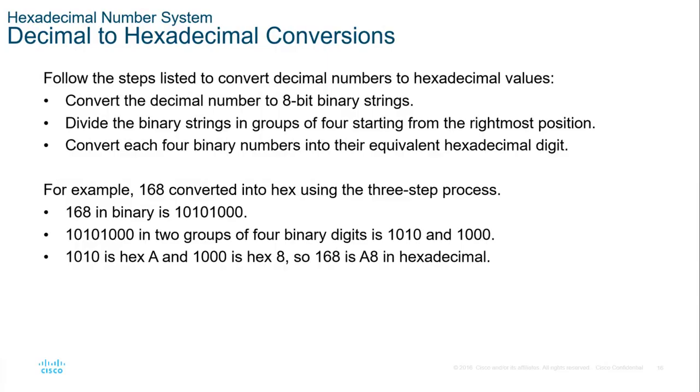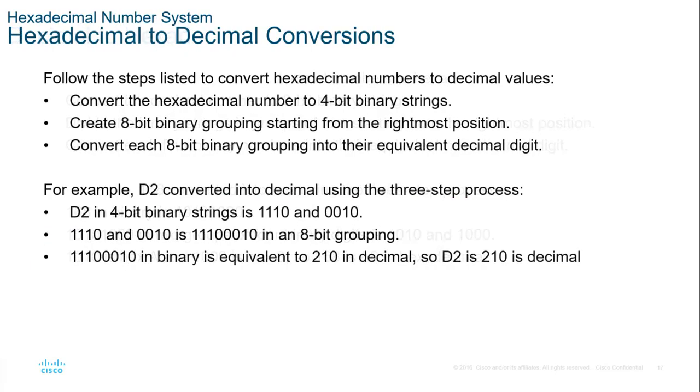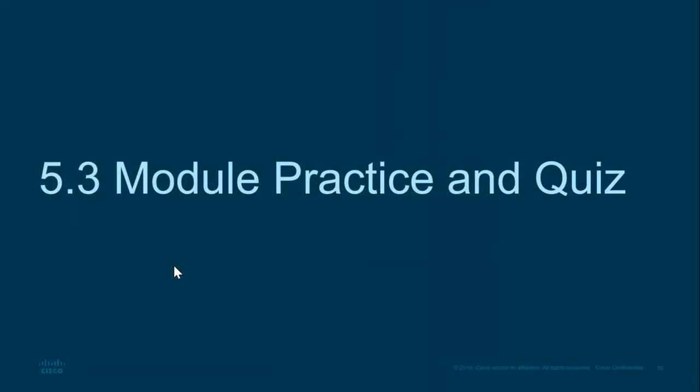Now I want you to use the knowledge gained from this module or session and go through this example: 168 converted into hexadecimal using the 3-step process. So they are here, you can follow them. And on this other one, it's hexadecimal to decimal, where you have a hexadecimal number, which is this, and convert it into decimal. Still there are 3 steps. So that is it, the end of the session. Thank you.